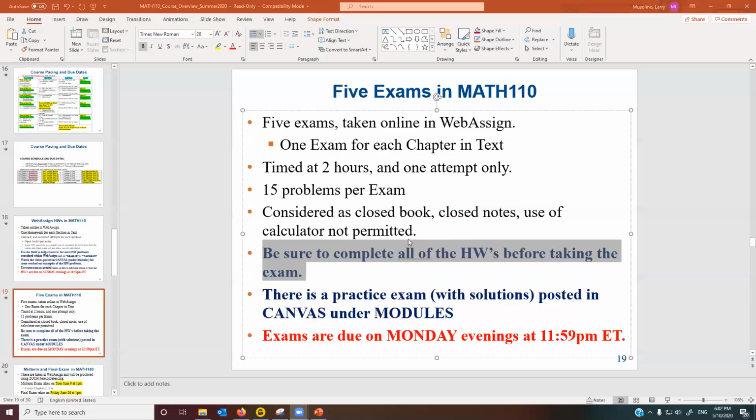Please be sure to work through all of the homeworks. The exam problems are really based on the homework questions. So you're really not going to see anything new or different in the exams. It's going to be problems very similar to the homework. You're also going to see there's a practice exam with solutions posted in Canvas. So it's going to be a good idea for you to work through that practice exam before you take the actual exams. And please make a note, the exams are going to be due on Monday evenings at 11:59 p.m.